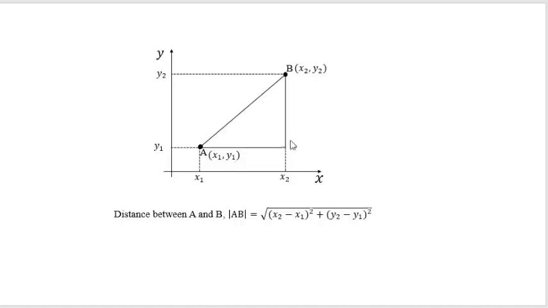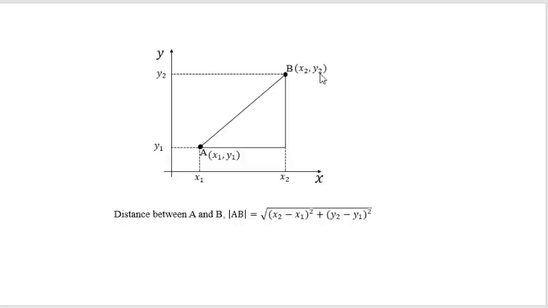Now let's move to the point B. How do we find the coordinates of the point B? On the point B, we trace to the x-axis, and we could see that the value here is x2. On the same point, tracing it to the y-axis, we could see that the value here is y2. Therefore, the coordinate of the point B is x2, y2.